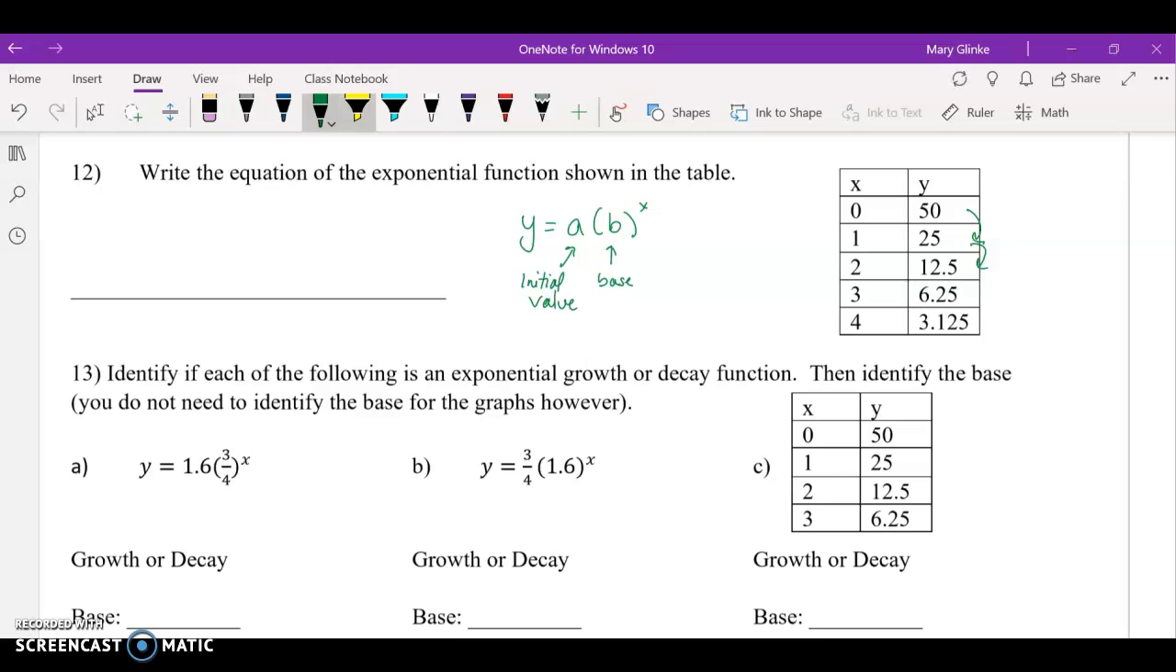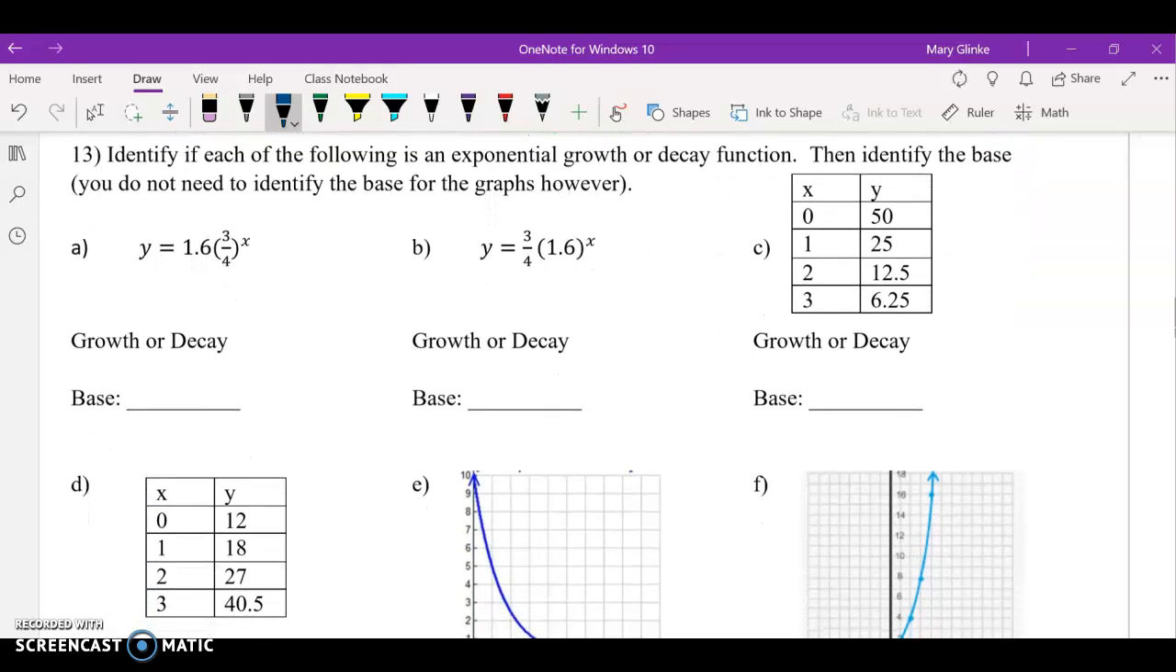And so for this one, your initial value happens when x is 0. So 50 is going to be my a value. My b is my base. That's how I get from one to the next. So to go from 50 to 25, I'm dividing by 2, which is technically multiplying by 1/2. So to write my equation, it's going to be y equals 50 times 1/2 to the x power.